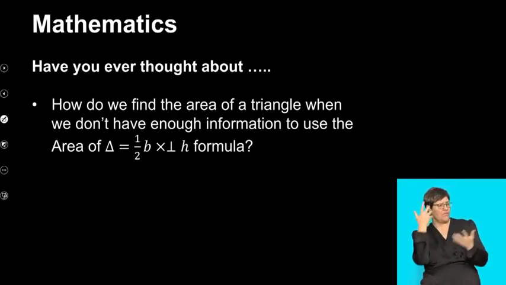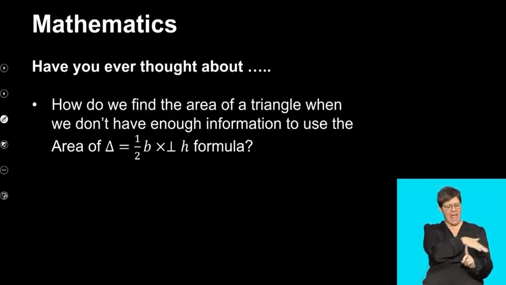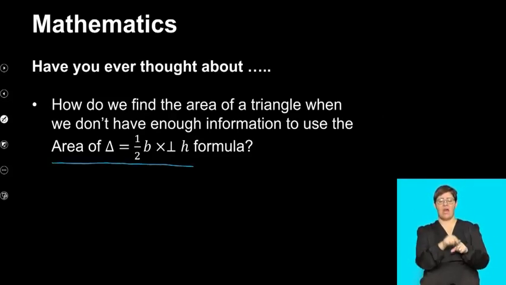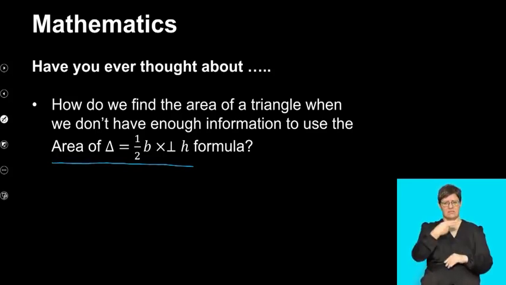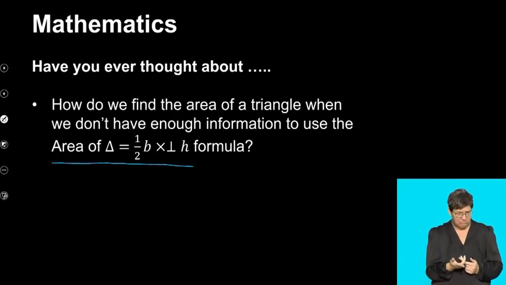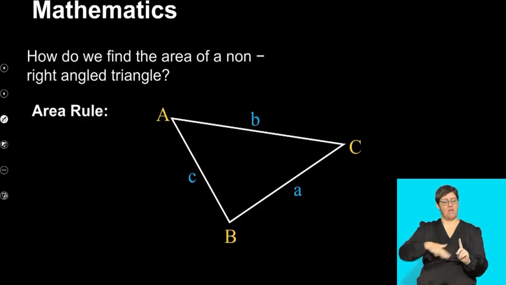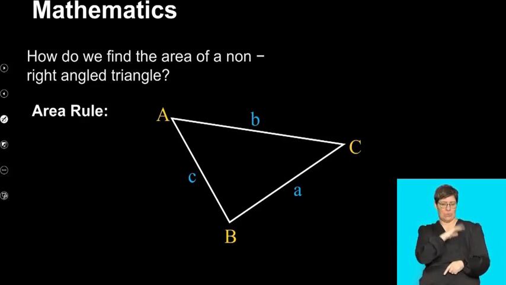Have you ever thought about how we find the area of a triangle when we don't have enough information to use the regular formula, area of triangle equals half base times height? That's what we're going to be doing today, the area rule. How do we find the area of a non-right angle triangle if we don't have the height?